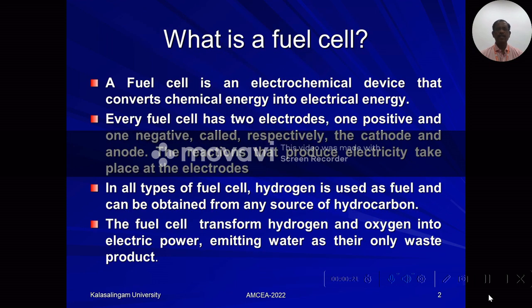What is a fuel cell? A fuel cell is an electrochemical device that converts chemical energy into electrical energy. Every fuel cell has two electrodes, one positive and one negative, called respectively the cathode and anode. The reactions that produce electricity take place at the electrodes.